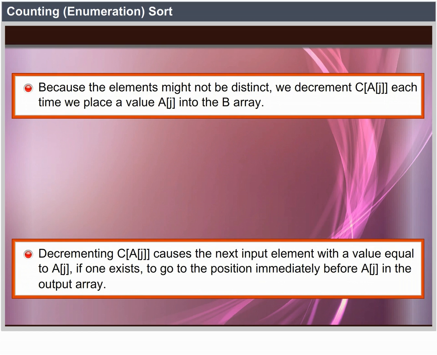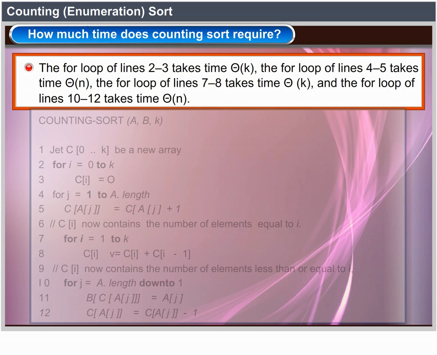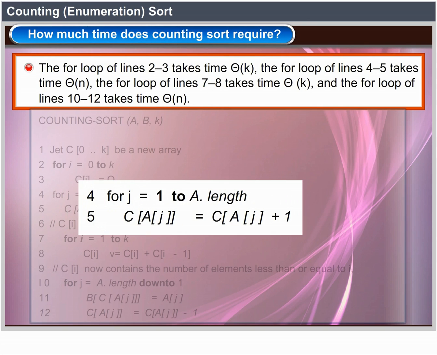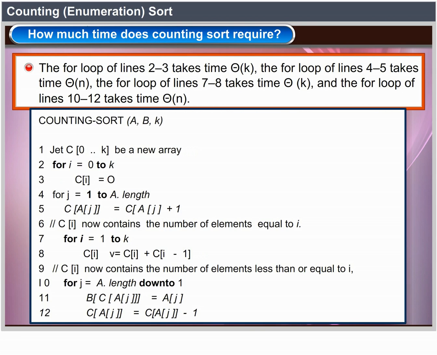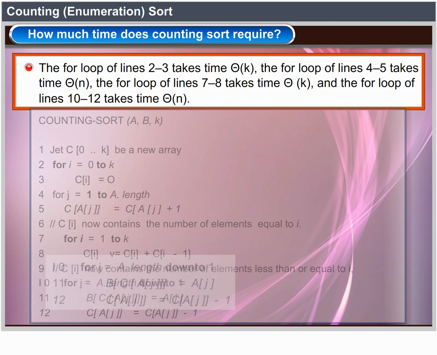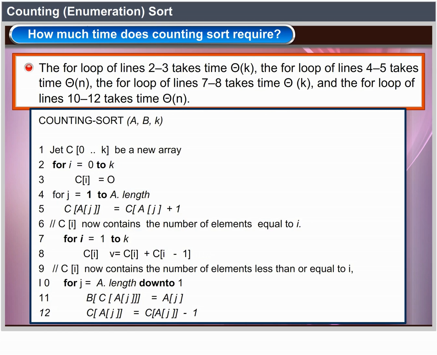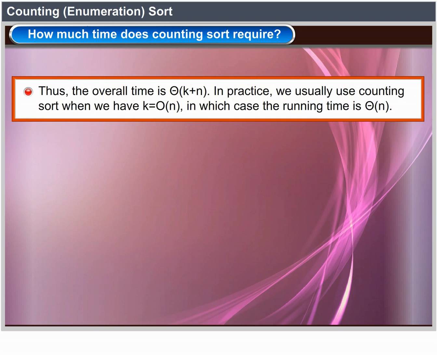How much time does counting sort require? The for loop of lines 2 to 3 takes time Θ(k). The for loop of lines 4 to 5 takes time Θ(n). The for loop of lines 7 to 8 takes time Θ(k). And the for loop of lines 10 to 12 takes time Θ(n). Thus, the overall time is Θ(k + n). In practice, we usually use counting sort when we have k = O(n), in which case the running time is Θ(n).